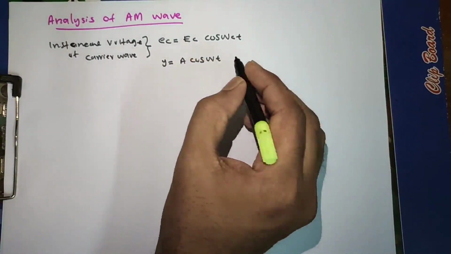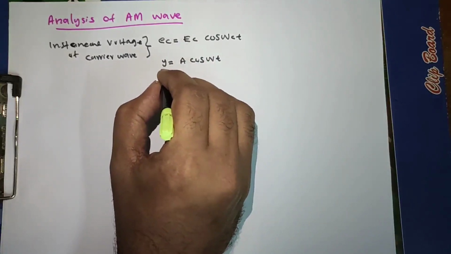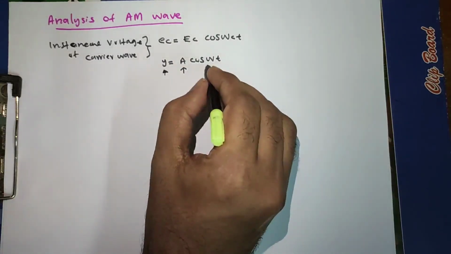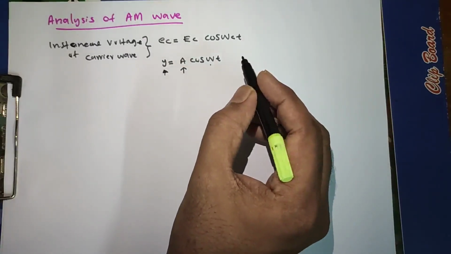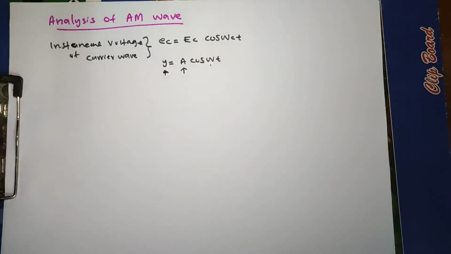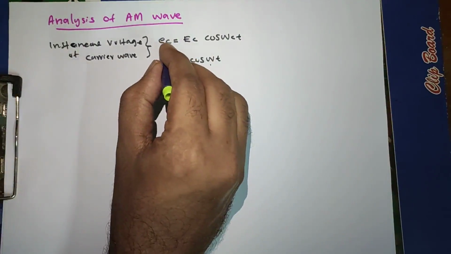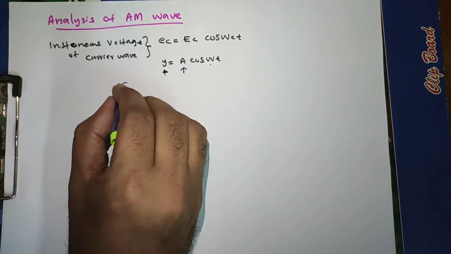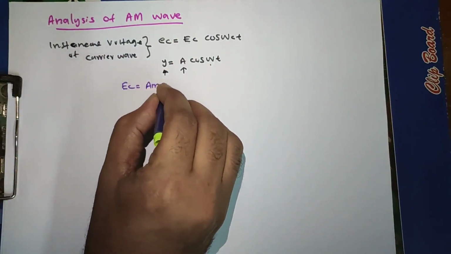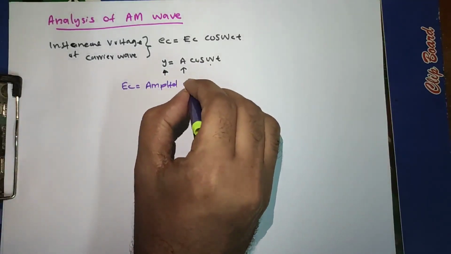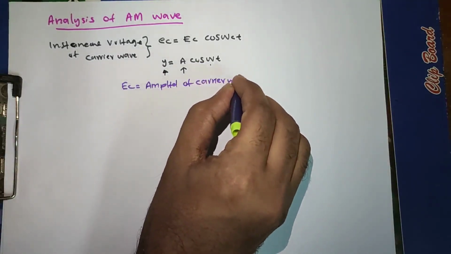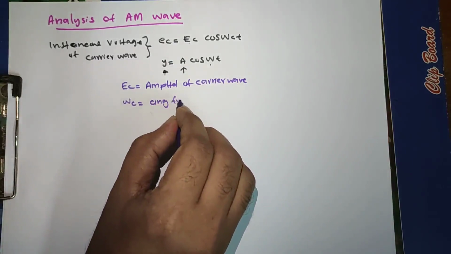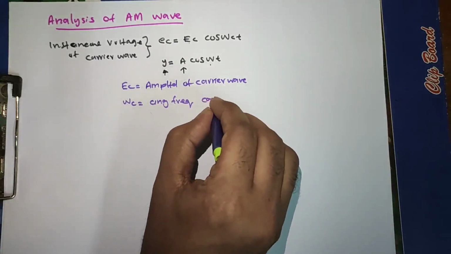So any wave can be represented by, suppose you have a wave y is equal to a cos omega t. Then this is the instantaneous value of the displacement, and a represents here the amplitude of the wave, omega represents the angular frequency. So just like that, in this equation, eC is the instantaneous voltage value of the carrier wave. This capital EC represents the amplitude of the carrier wave, and omega c is the angular frequency of the carrier wave.